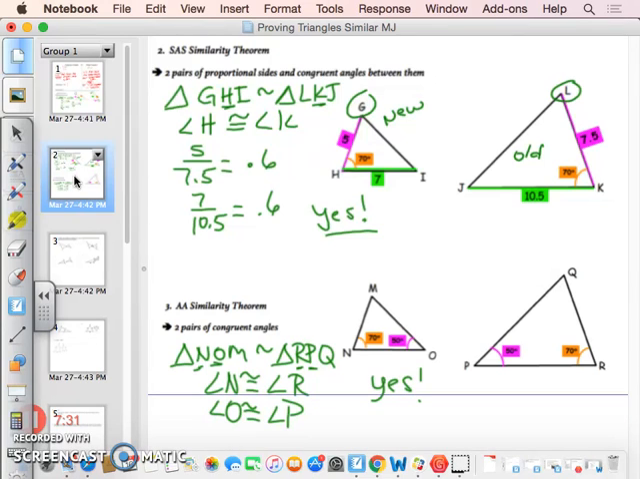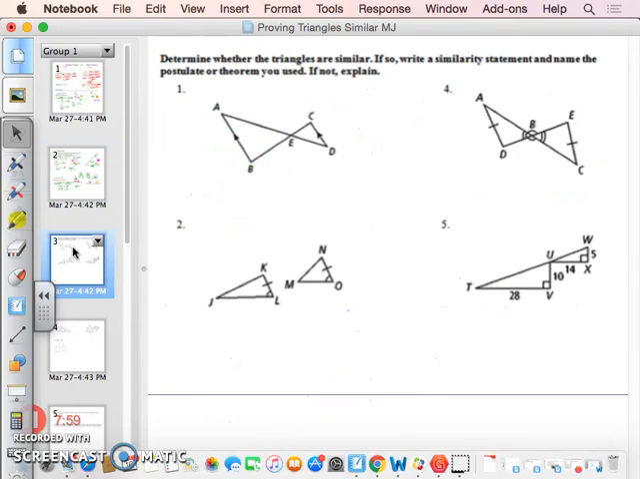And in fact, I can actually determine what this other angle is by adding 70 plus 50, which gives me, let's see, 120, and subtracting that from 180. I know that the third angle of both of these is going to be 60. Just saying. All right, so those are the three theorems we're going to use to prove triangle similarity.